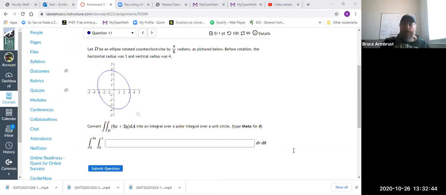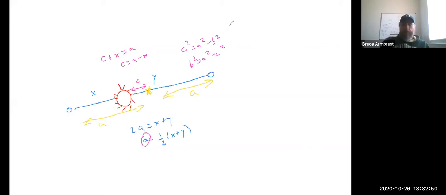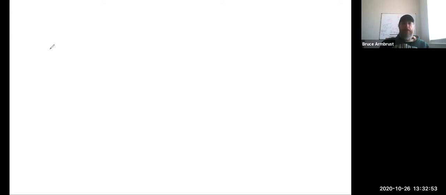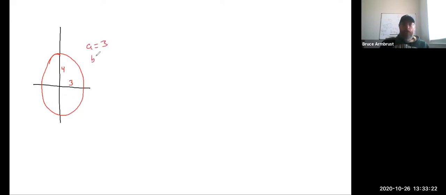So I'm going to go back to, so let me clear this picture. But maybe let's start here. Let's start with it not being rotated. So we'll go back to what they told us about this ellipse before rotation. Right, before rotation, I think horizontally was 3 and vertically was 4. So the way that we had been describing things, A is 3 and B is 4.